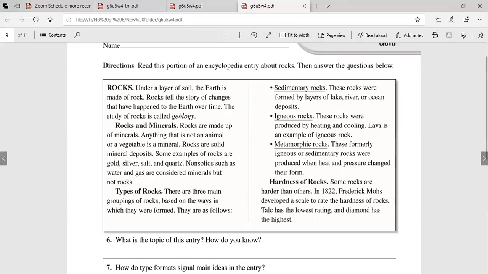Okay, and also it's there to point out words. You can see the underlined words: sedimentary rocks, igneous rocks, metamorphic rocks. These are important details. So the answer to the question is, italics and underlining make important words or expressions stand out.